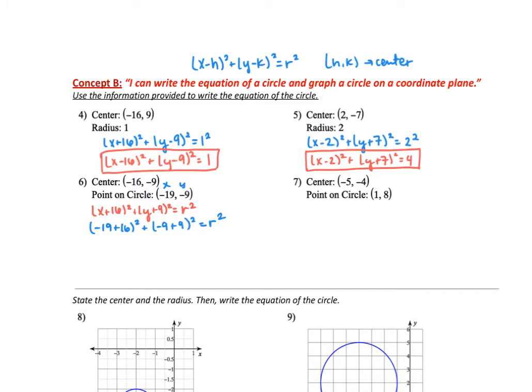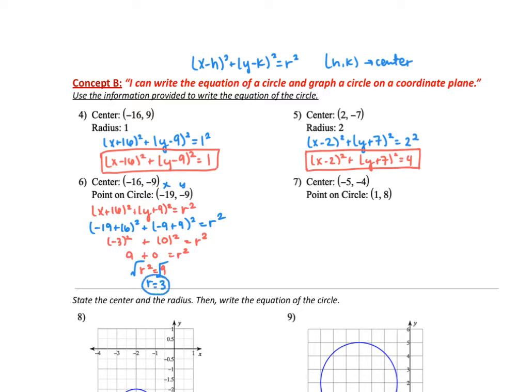So negative 19 plus 16 is negative 3. Negative 9 plus 9 is 0. So this ends up being 9 plus 0 equals r squared. So r squared is 9, and then take the square root. So the radius is 3.